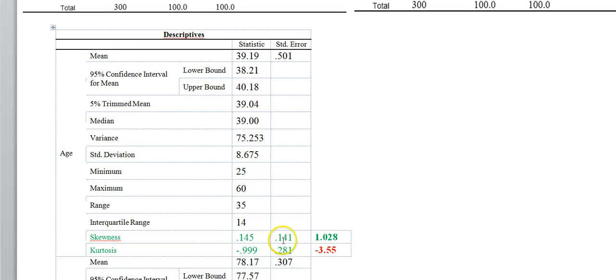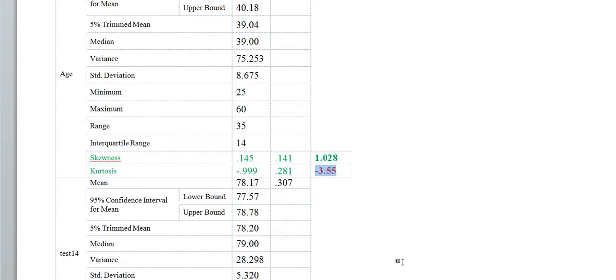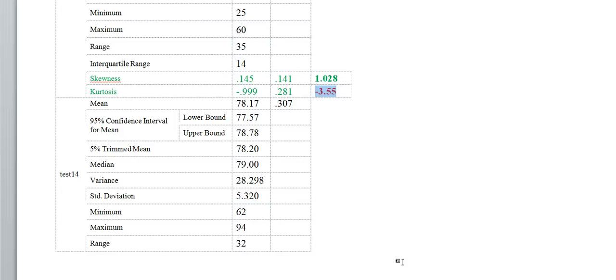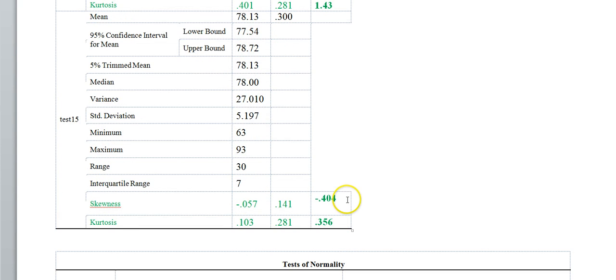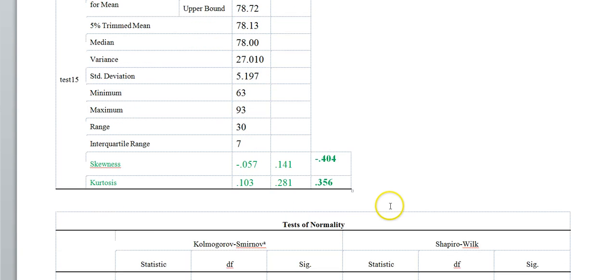And here's the skewness divided by the standard error of the skewness, and the kurtosis divided by the standard error of the kurtosis. Now you'll notice that this exceeds what we would allow as normal, even in the more liberal sense. So let's check the other ones. We've got test 14. Here is, we're still okay there. Here is test 15, so we're still okay there.